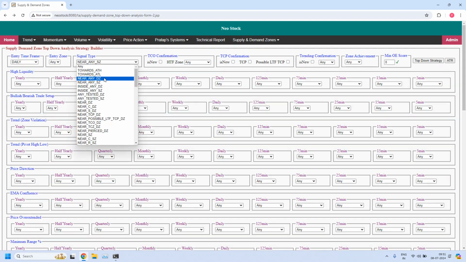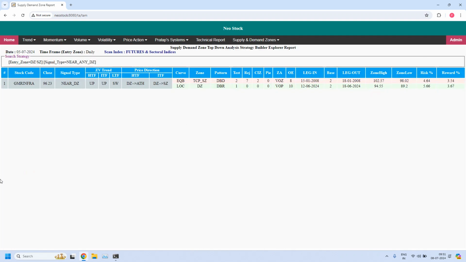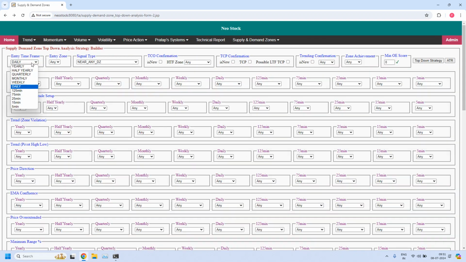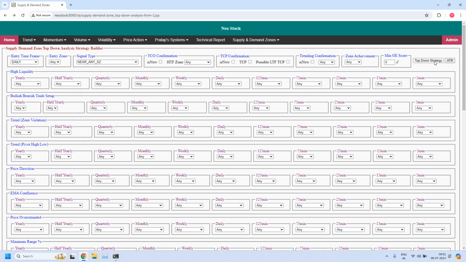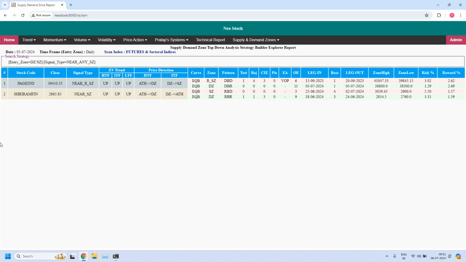Let us find the stocks near daily demand zone. One stock is filtered and there are no high liquidity zones from this list. I'm going back. For daily time frame, let us find the stocks near daily supply zone. 2 stocks are filtered. There is one high liquidity supply zone, Page Industries, already tested once, and 4 rejections from this zone.